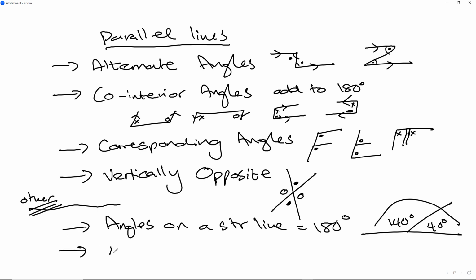We also know that angles in a triangle equal 180 degrees. If you've got a triangle, all the angles on the inside add up to 180 degrees. But let's start with some parallel lines first.